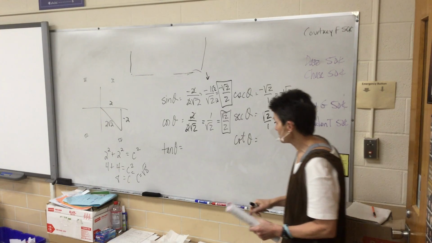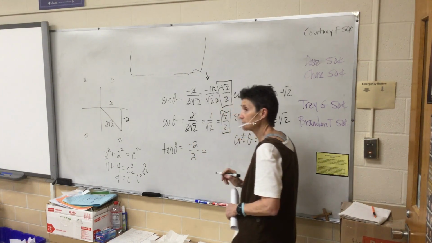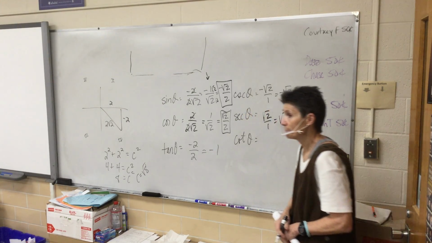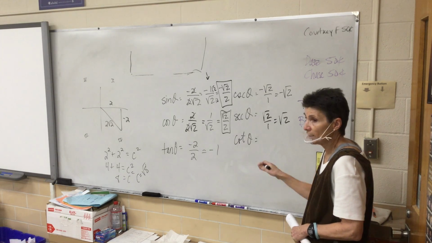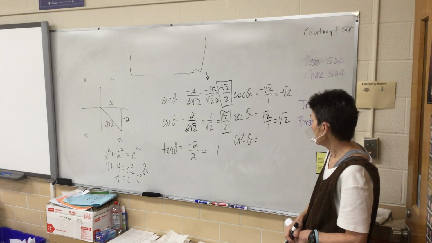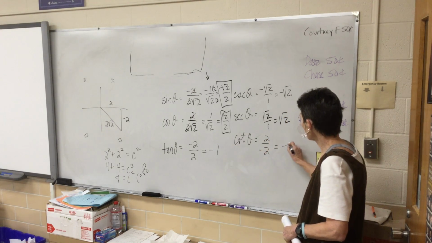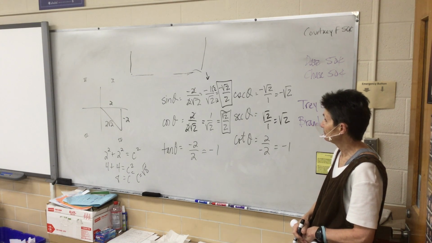Tangent's going to reduce also, because tangent is opposite over adjacent. So that's just going to be -1 over 1, if you want to write it that way. And the cotangent is just going to be the reciprocal of that, so it is also going to be -1.